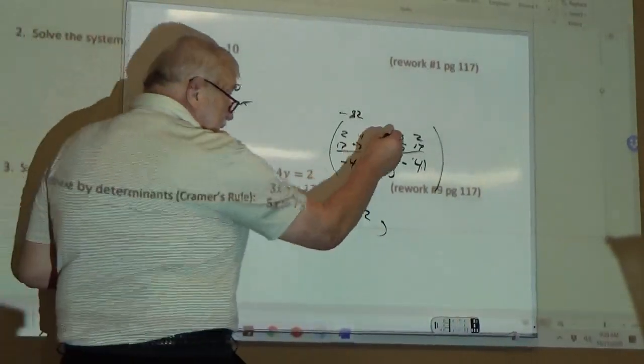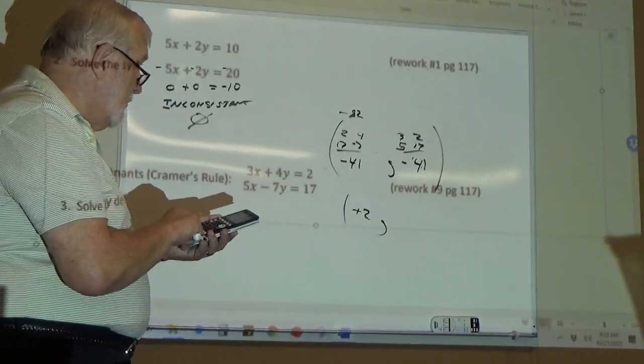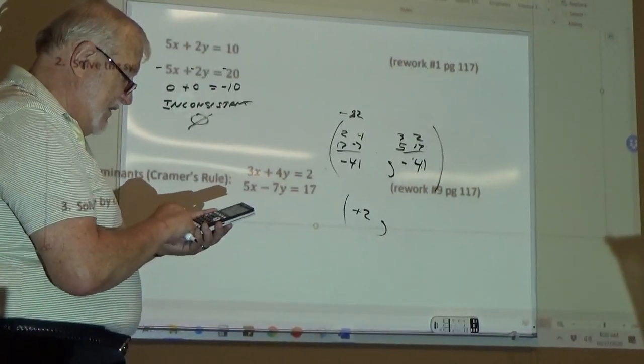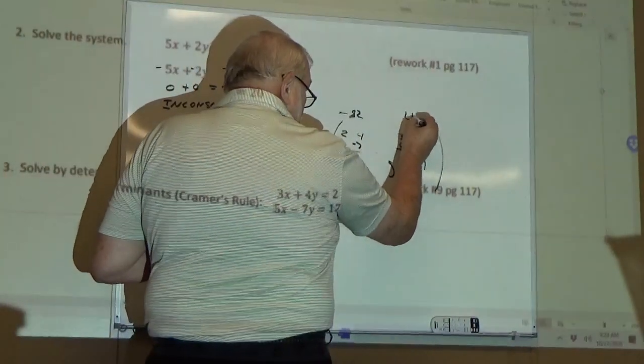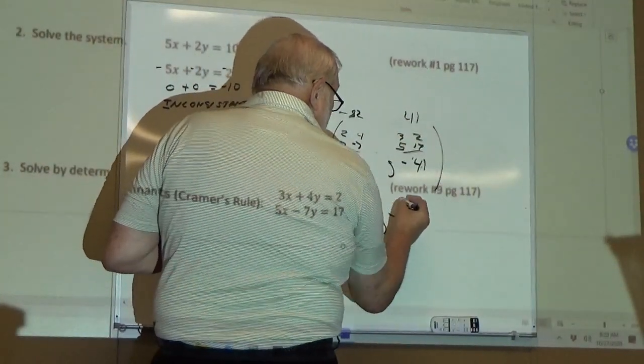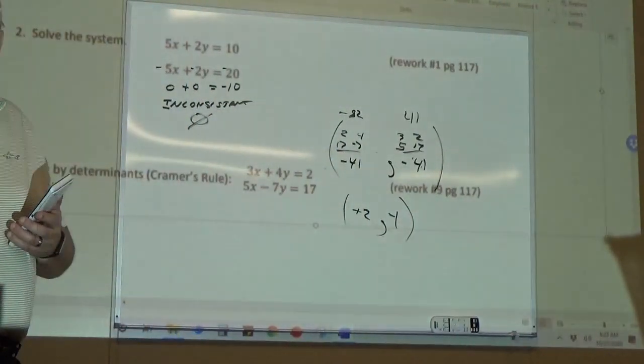All right, what is the determinant here? 3 times 17 minus 10, which is 41. And 41 divided by that is -1. And so my point of intersection is 2, -1.